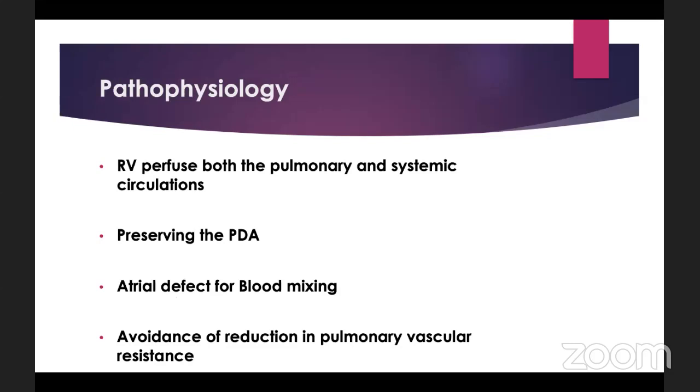So basically, the RV perfuses both pulmonary and systemic circulation. It's a ductal-dependent systemic circulation type of pathology. The atrial defect is important for mixing and decompressing the pulmonary veins. And as long as the pulmonary vascular resistance is close to the systemic vascular resistance, the circulation is balanced. Once the PVR starts dropping, the baby starts getting into trouble.